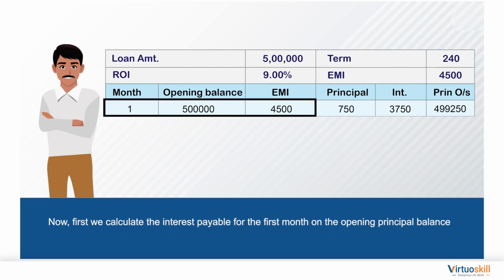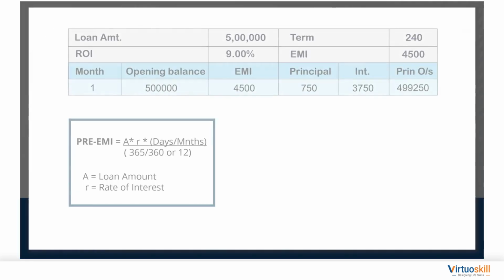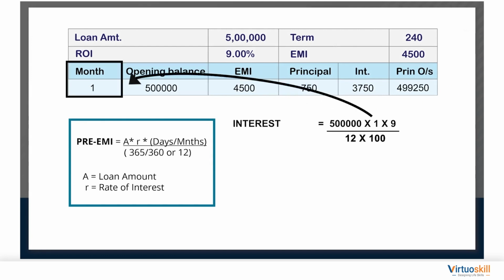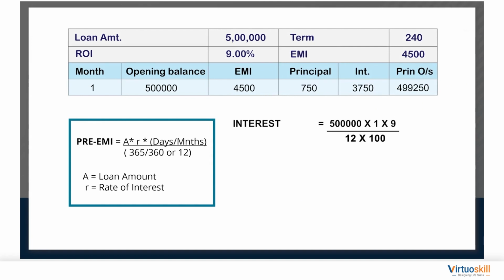Now, first we calculate the interest payable for the first month on the opening principal balance. We will use the simple interest formula. The interest works out to Rs 5 lakh multiplied by 1 month and multiplied by ROI of 9% divided by 12 as we need to calculate for 1 month. The interest works out to Rs 3,750.